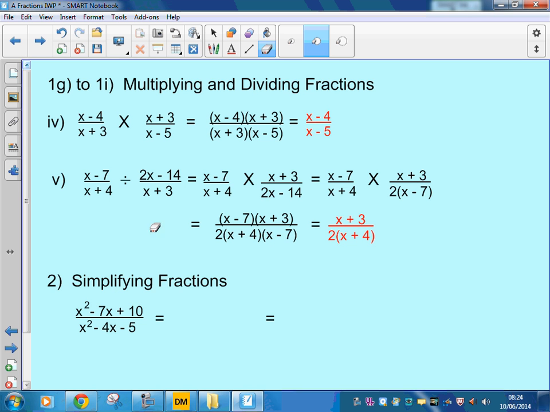Now simplifying fractions is rather the same type of idea. If we get them factorized, top and the bottom, then you'll see that you've got things that you can cancel out like we did here. So we factorize the top, we factorize the bottom, and then you see that the x minus 5's cancel, and there's our answer.